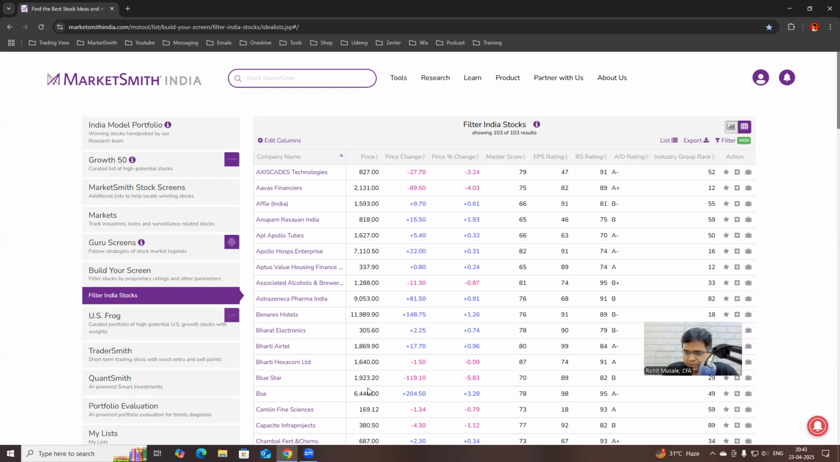Don't make it complicated. You don't have to memorize patterns. You don't have to mark patterns. You don't have to do any extra work. Everything is here. Just put these filters. It will help you. So that would be my understanding of how O'Neil and Mark Minervini would approach the Indian stock market with filters.